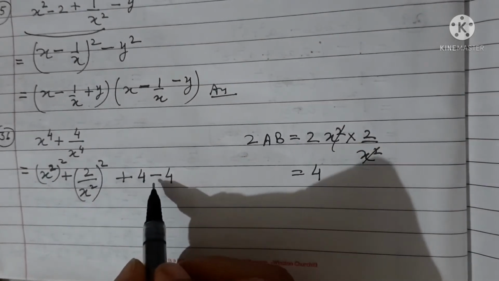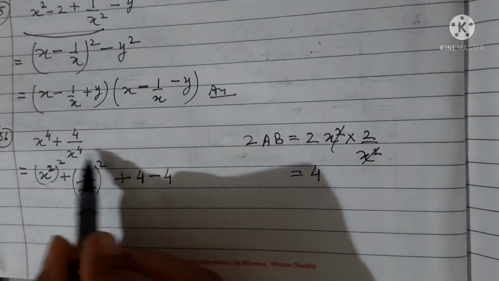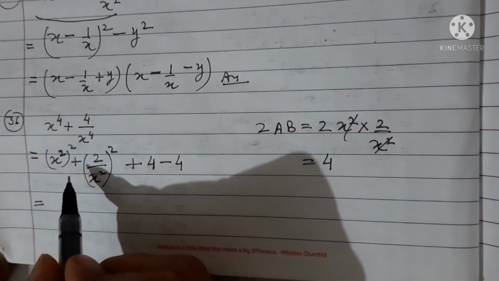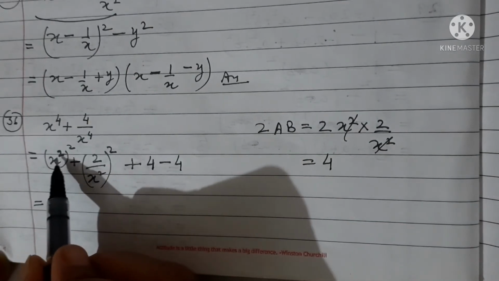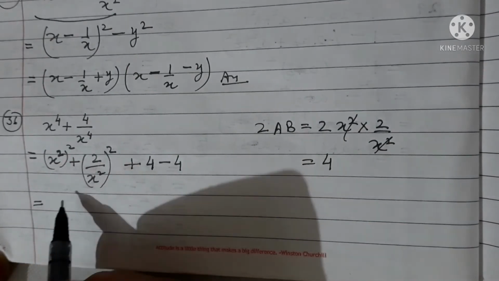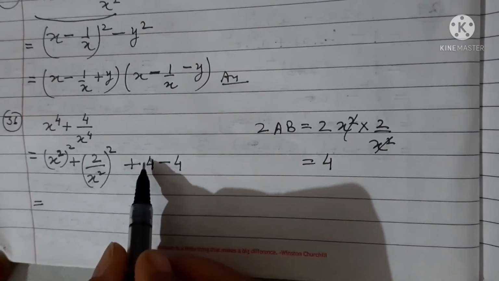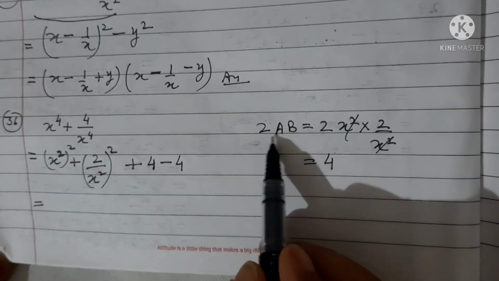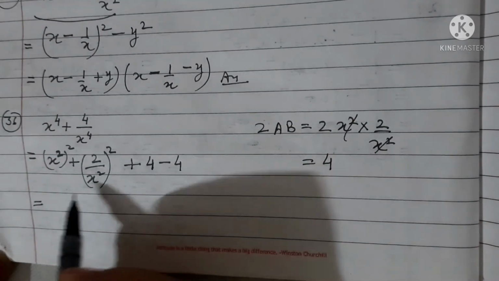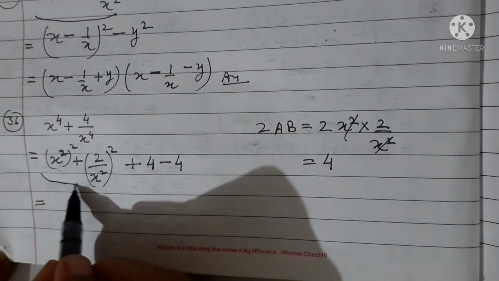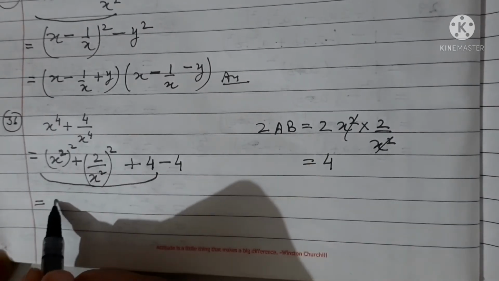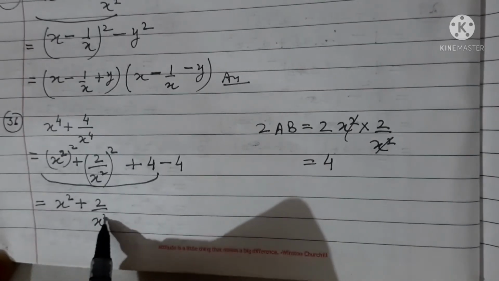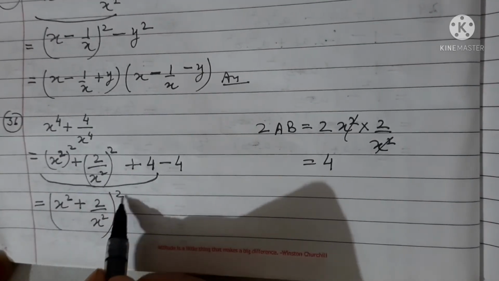Now use this 4 to make this a whole square, and which whole square can you make? This is a, this is b, a plus b whole square, and here 2ab completely, because you have already found out what 2ab is. 2ab is 4. So these three terms taken together make a whole square. Write down x square plus 2 upon x square whole square.